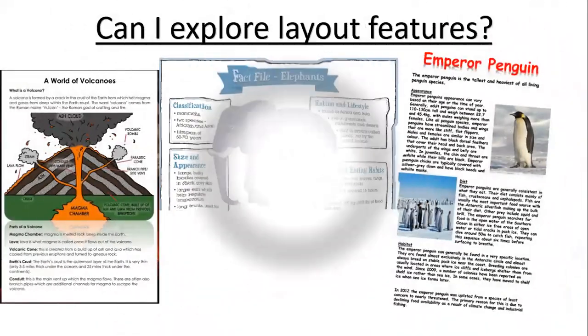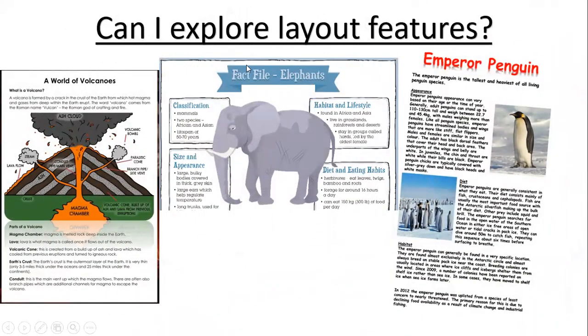So in these ones, if you can see my mouse, we've got our titles here. We've got our subheadings there in the penguin one. Lots of subheadings there. We've got bullet points there as well, and subheadings in the elephant one.